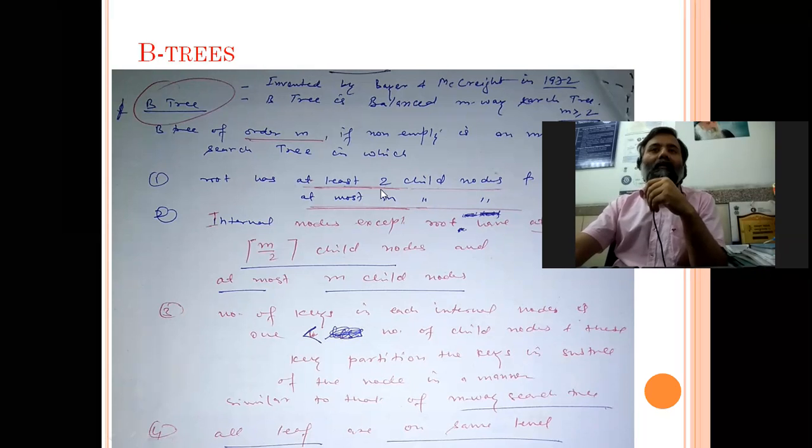Root has at least two child nodes and at most m child nodes. Internal nodes except root have at least ceiling of m by 2 child nodes and at most m child nodes. And the key organization at the node is similar to M-way search tree as I discussed. Okay, and definitely, the number of key values on a node will be one less than the number of child nodes. This is the point here.